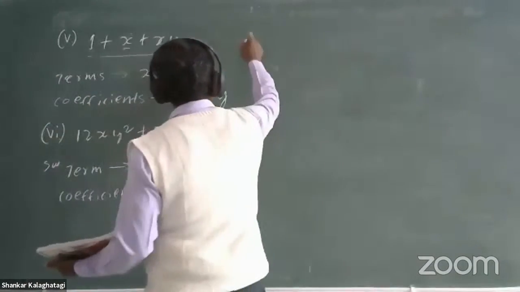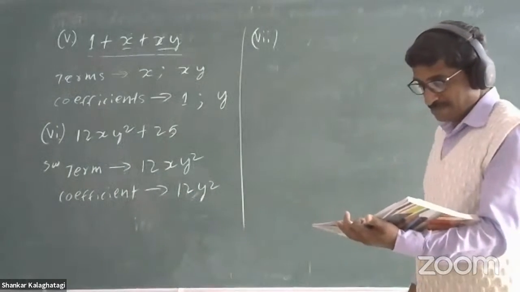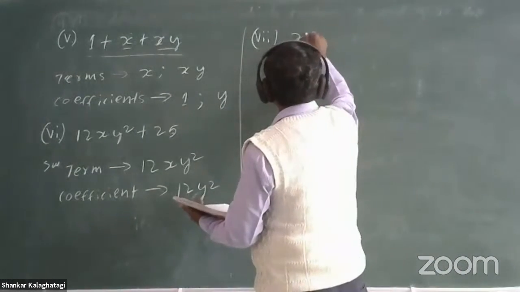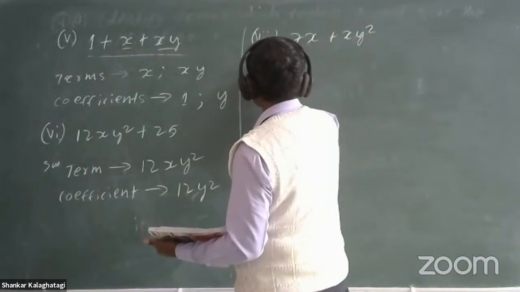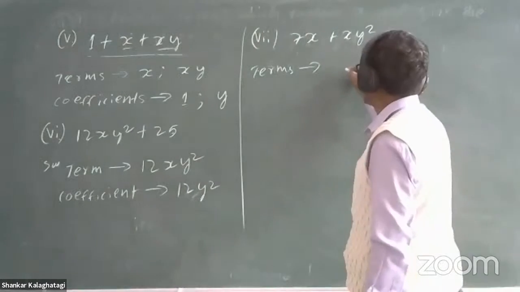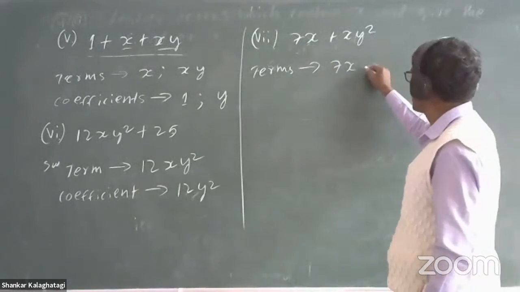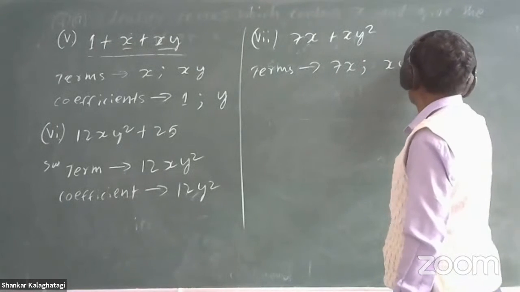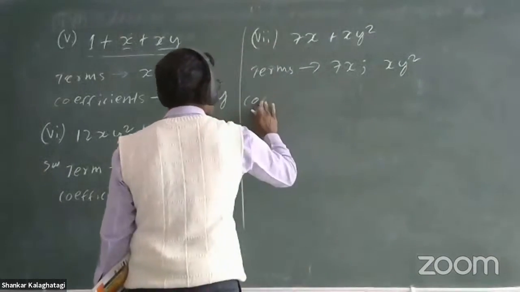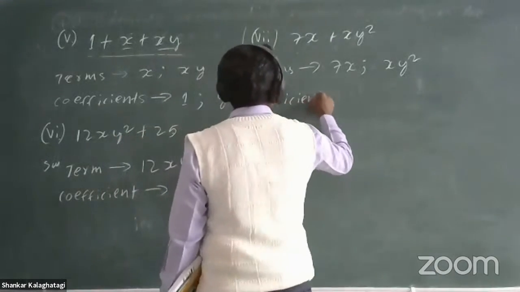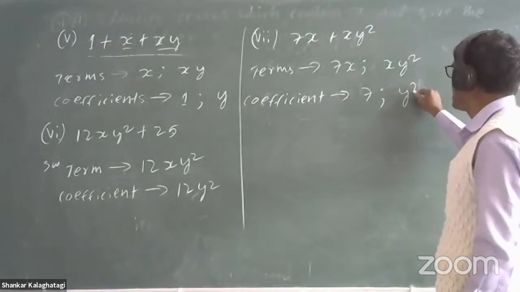Next. 7. Seven x plus x y square. Terms. 7x is one term which contains x here, and x y square is another term which contains x. Both terms contain x here. Now coefficients. 7 in this and y square in the other.